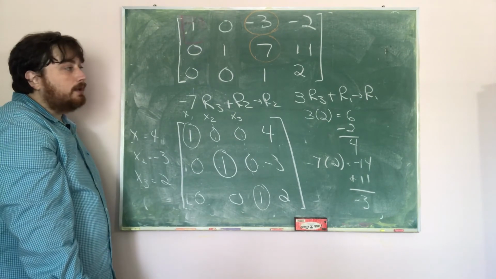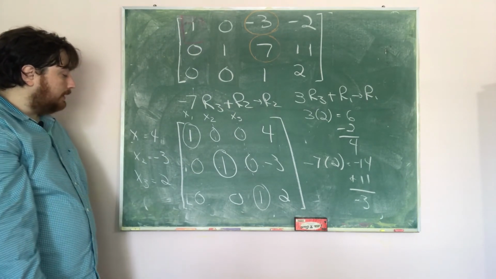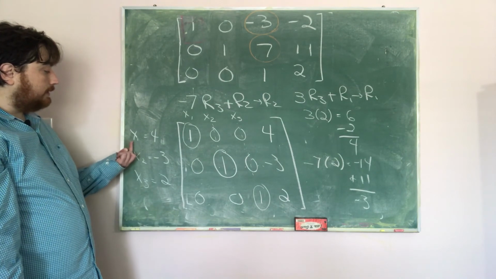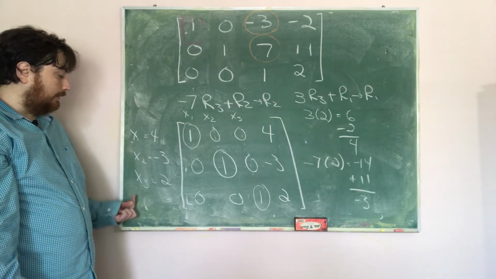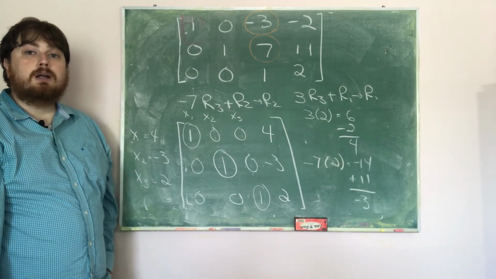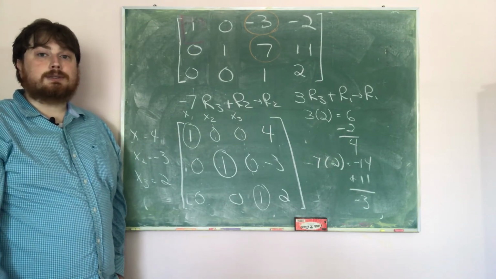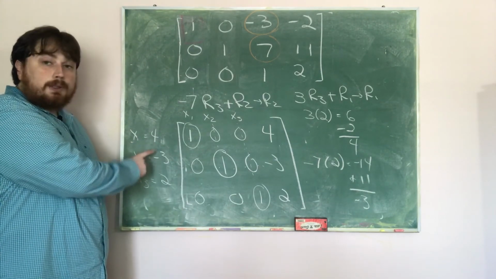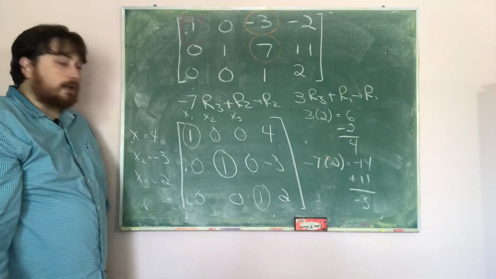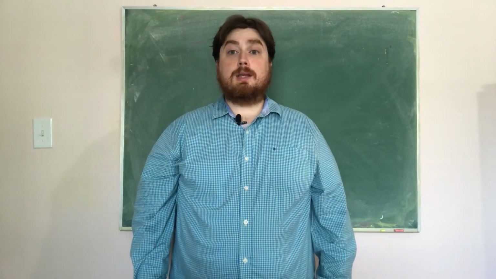So what we have is that our original system of equations was equivalent to the system of equations x1 equals 4, x2 equals -3, and x3 equals 2. So therefore, the solution to the original system of equations is just x1 is 4, x2 is -3, and x3 is 2.